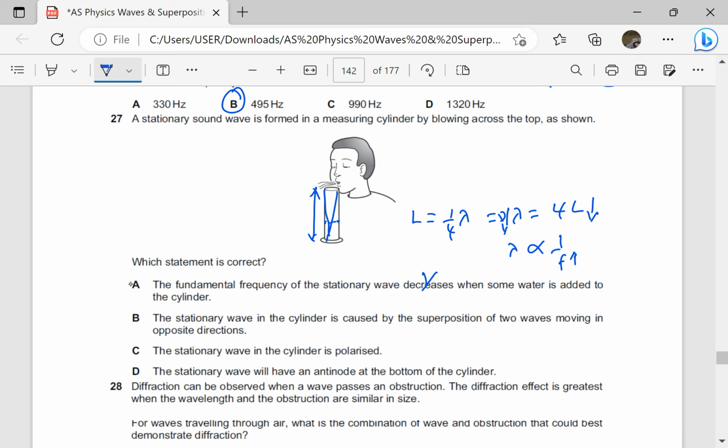The stationary wave in the cylinder is caused by superposition of two waves moving in opposite directions. That is correct. A wave travels from the open end to the closed end and it undergoes reflection. When the incident and reflected waves meet, a stationary wave is formed. So that is going to be B.